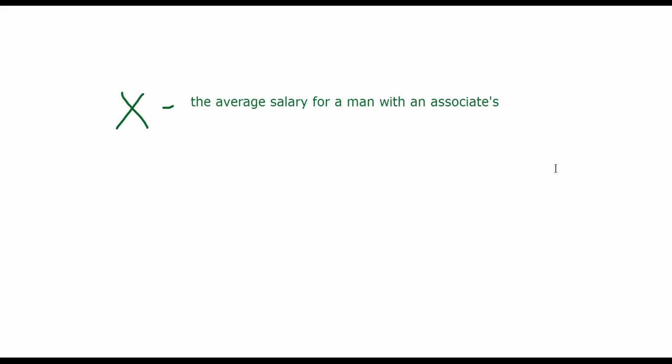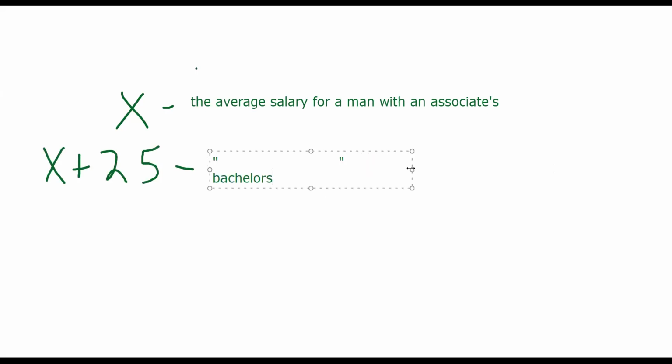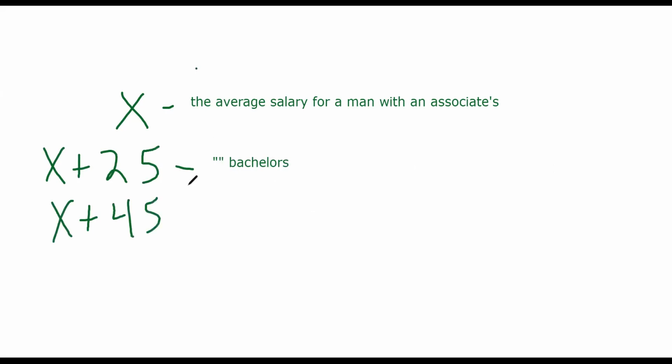Exactly. Remember, the bachelor's degree makes 25K more per year on average. And we're just going to call that 25 and just know that all our numbers are in thousands. So instead of saying that Y is the average salary of a bachelor's degree, let's say X plus 25, whatever the associate's degree is, plus 25K. And that's going to be the average salary of a man with a bachelor's. In a similar vein, we're going to say X plus 45 is the man with the master's degree.